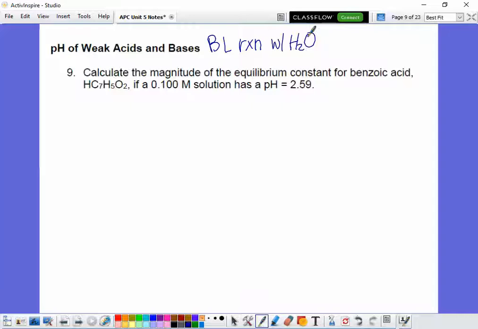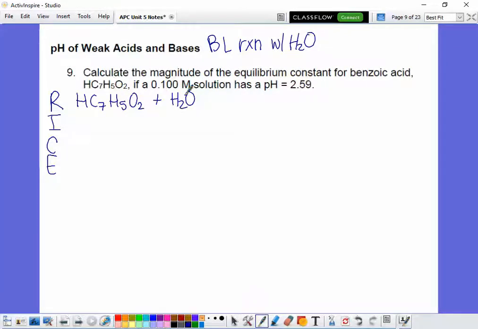So let's look at this first problem. We're going to calculate the magnitude of the equilibrium constant for benzoic acid, and I give you the formula, if a 0.100 molar solution has a pH of 2.59. All right, so let's start to unpack this problem a little bit. Let's write our reaction. HC7H5O2, we're going to react that with water.